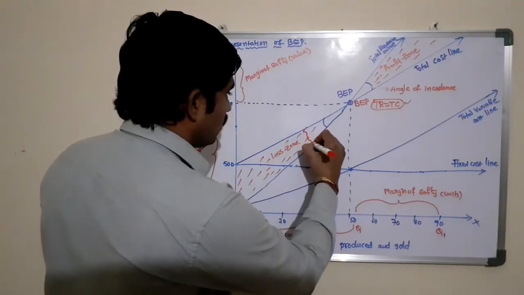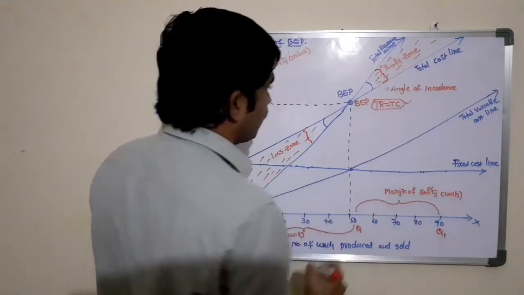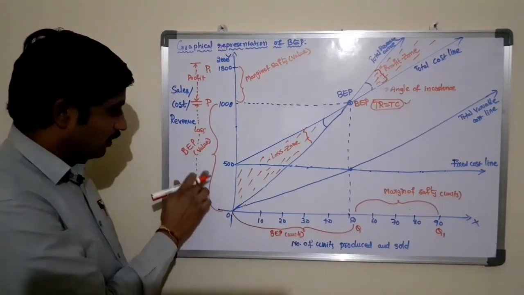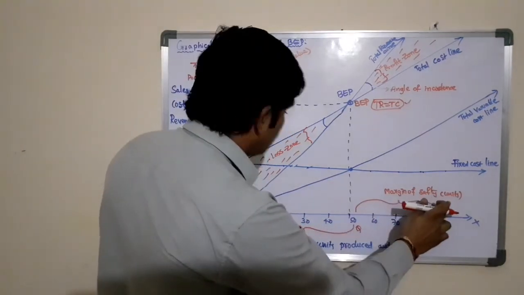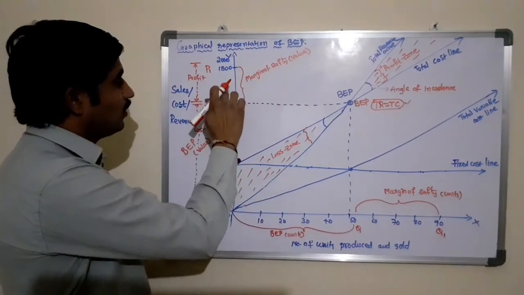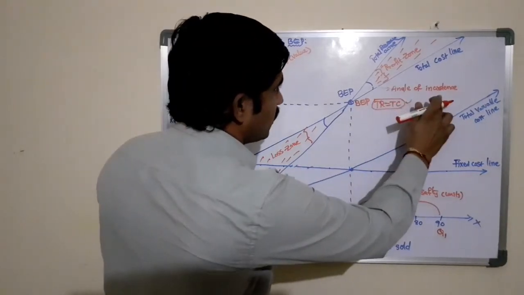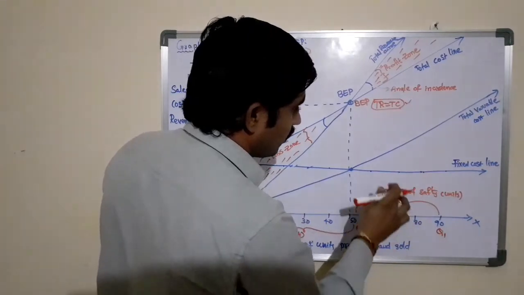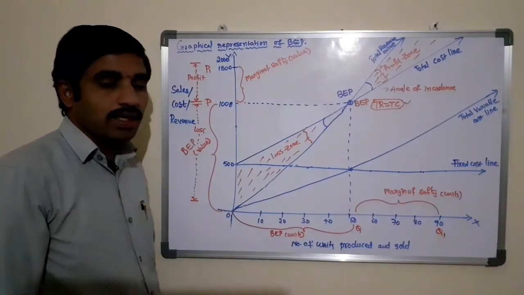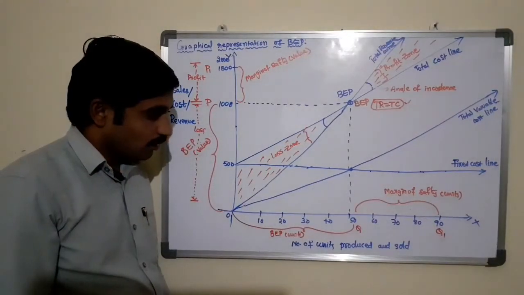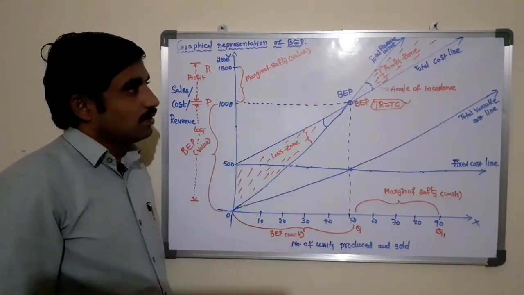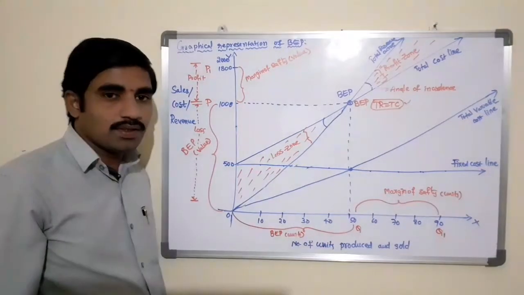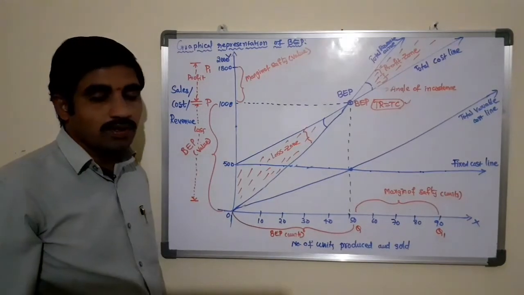Loss zone, profit zone, break-even point in units, break-even point in value, margin of safety in units, margin of safety in value, and angle of incidence, total revenue, total cost, total variable cost, total fixed cost lines. So this is the process of graphically constructing the graph, and this is called graphical representation of break-even point.